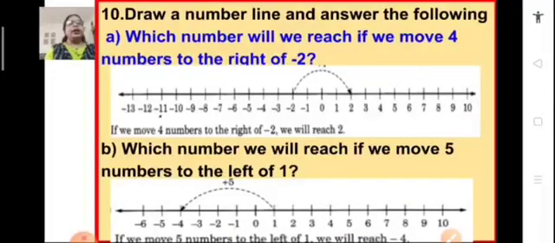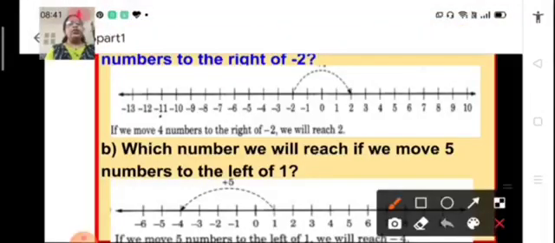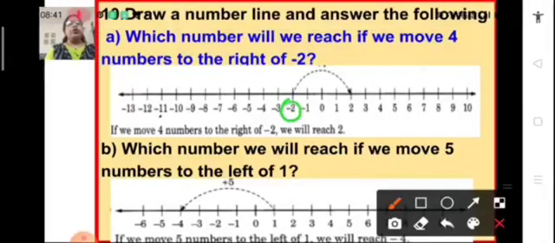Draw a number line and answer the following. A, which number will we reach if we move 4 numbers to the right of negative 2? So here we start at negative 2 and move 4 numbers towards the right. Where do we reach? We reach at positive 2. So if we move 4 numbers to the right of negative 2, we will reach 2.